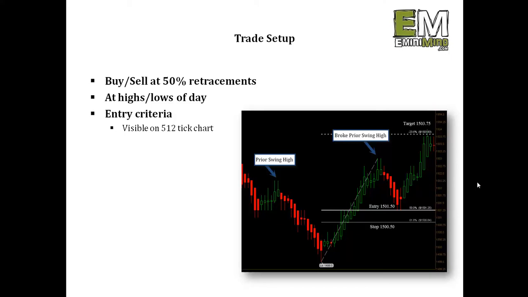This is a 512 tick chart with the Heikin-Ashi candlestick study on the ES. We need to have a break of the prior swing high or swing low. In this case, we're looking for a long setup, and we break the prior swing high, and we have a stop loss of less than 6 ticks. And the way you get your stop loss is to look at the distance between the 61.8 and the 50.